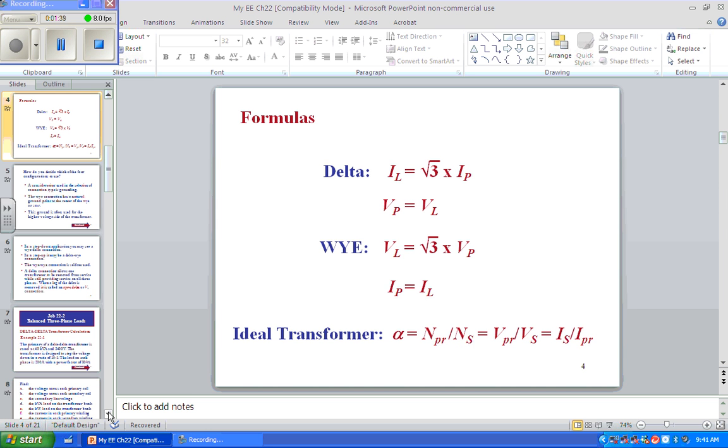Why? We have the voltages are different. The phase voltage is square root of 3 times the phase voltage gives you the line voltage. The line current and the phase current are equal. Okay?